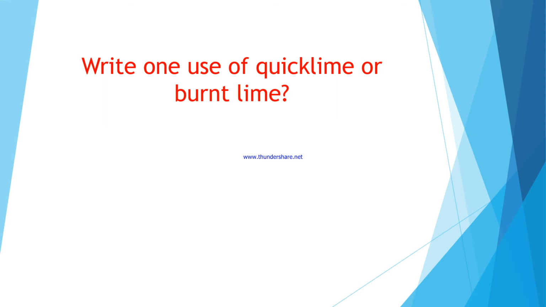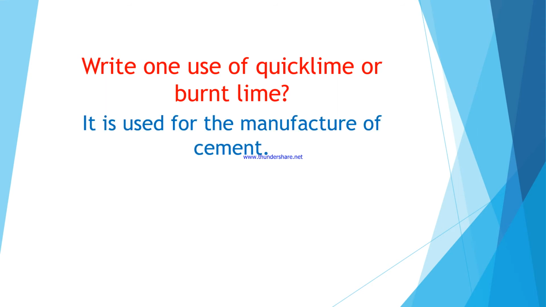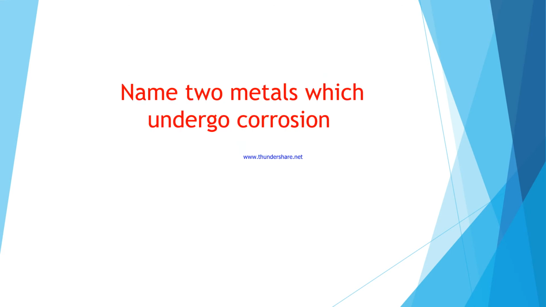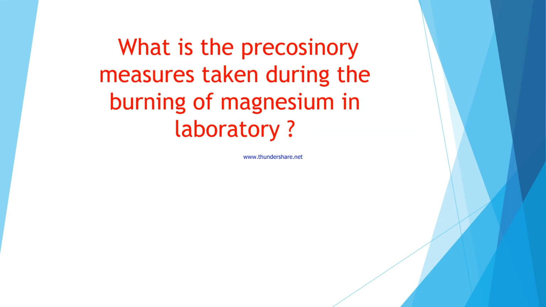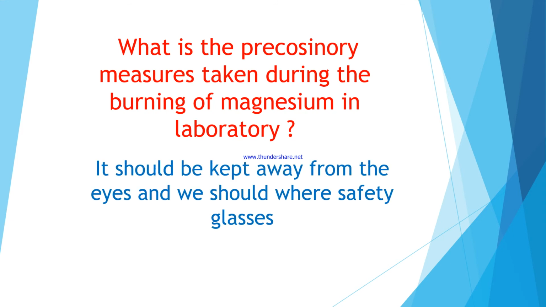One of the uses of quicklime is that it is used in the manufacture of cement. The metals which undergo corrosion are iron, copper, silver, etc. What precautionary measure is to be taken during the burning of magnesium in the laboratory? When we burn magnesium, it burns with a bright light which may affect the eyes. So we should use safety glasses in order to protect our eyes.